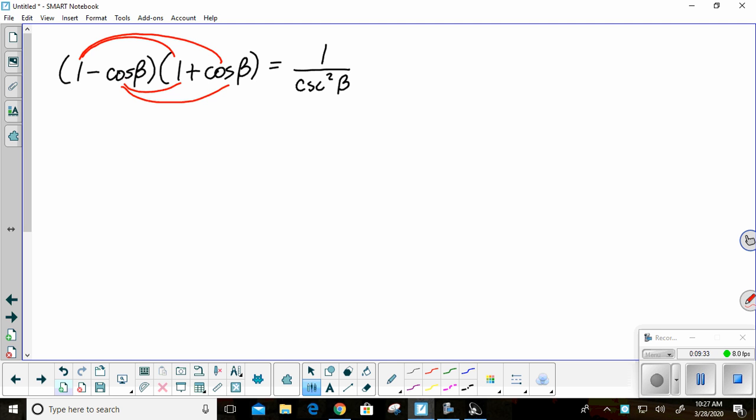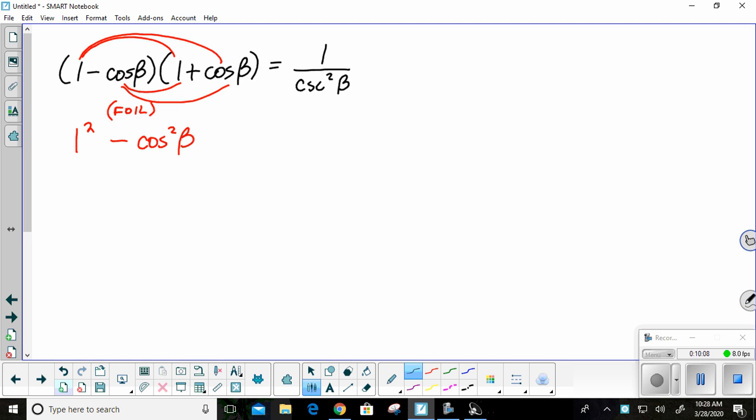Well, if you remember, when you FOIL two binomials that have the same first and last terms and all that's different is the inside sign, the outers and the inners are going to cancel. All we're going to end up with is 1 squared minus cosine squared beta. Okay, so you square the first term minus the square of the second term if you FOIL it. That's essentially what we're doing, we're FOILing. All right. So 1 squared minus cosine squared beta.